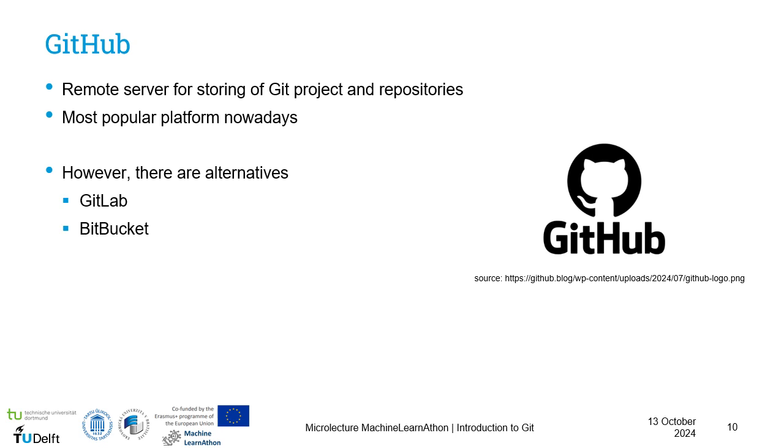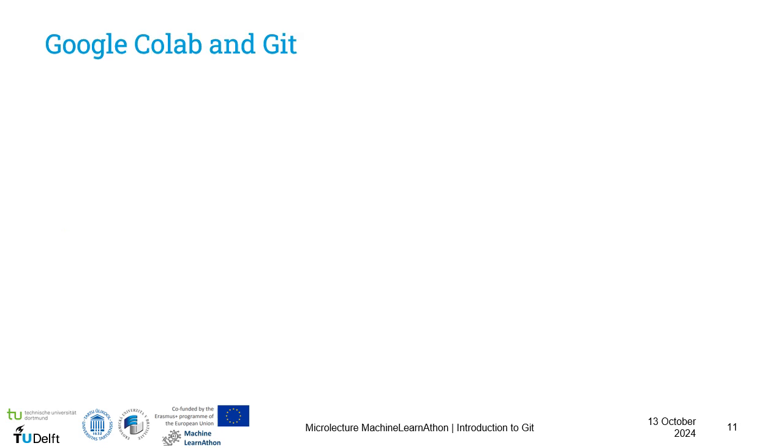GitHub is nowadays the most popular platform for storing remote repositories. It has around 100 million users and 200 million repositories. And also almost every Python package is using GitHub to store their version of the codebase. However, it's good to know there are also some other alternatives like Bitbucket and GitLab.